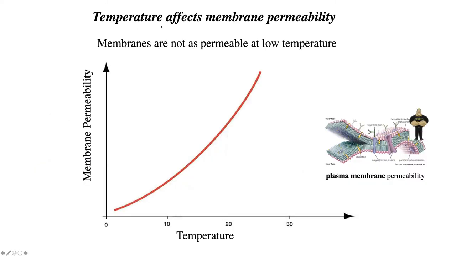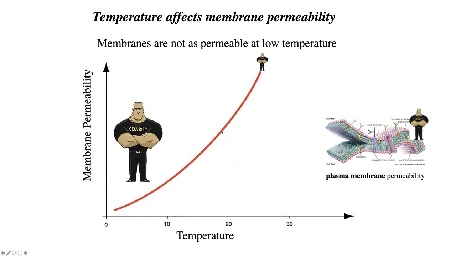So temperature affects membrane permeability. So we're talking about plasma membranes. Remember that plasma membranes are sort of like the security guards of the cell that allow what things can move in and out of the cell by moving through the plasma membrane. And so plasma membrane permeability is very important for cells to move things in and out of them. And membranes are affected, or their permeability is affected by temperature, such that as you increase temperature, you increase membrane permeability.